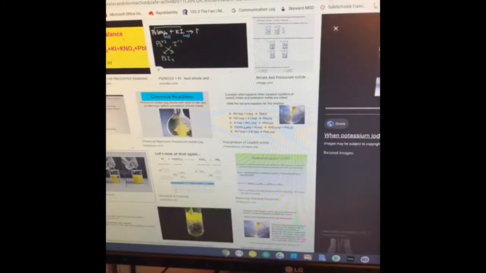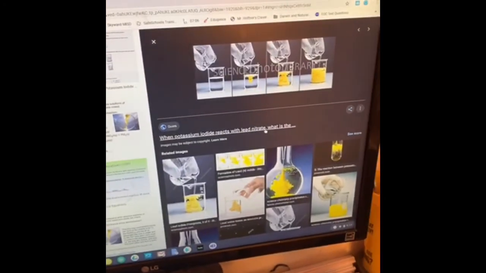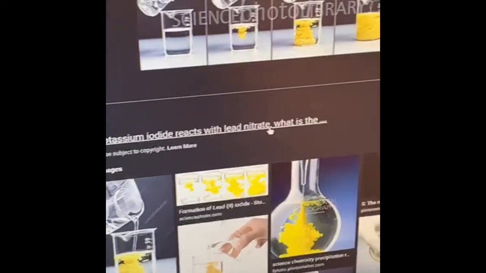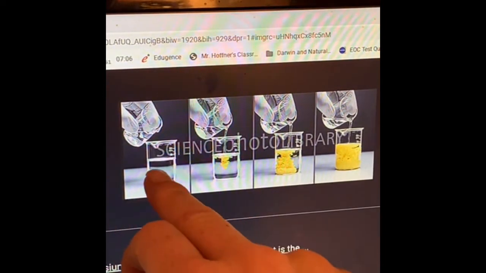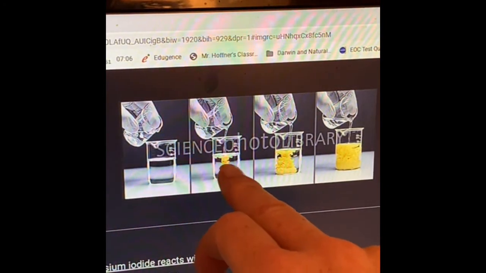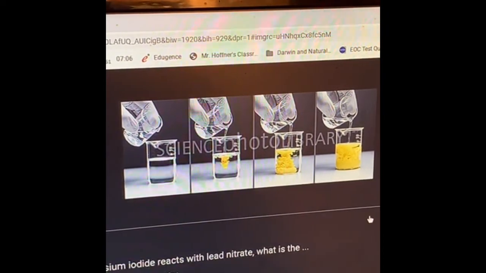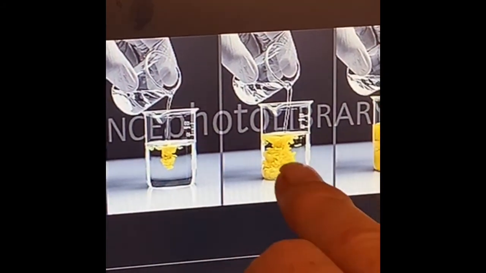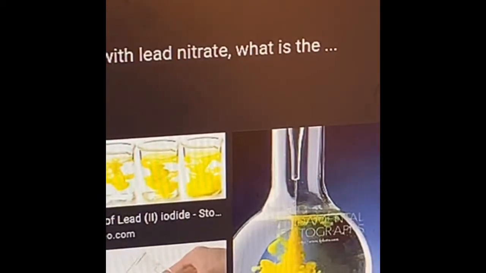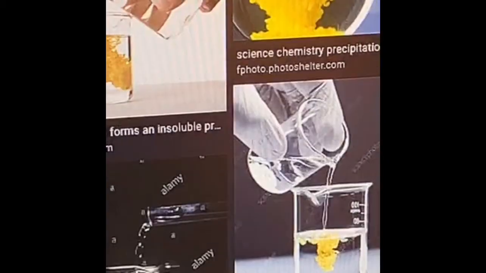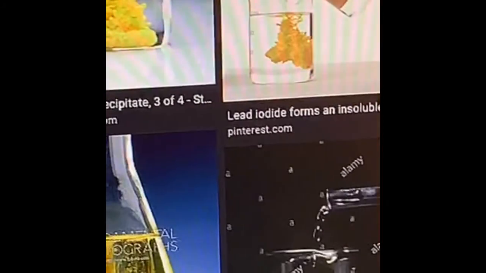Here's a better one. Look at that one. Okay? So you can see where they're starting to drop it in here. Nothing's happening yet. And then all of a sudden you start seeing the yellow form. Okay? And when the yellow forms, that's ultimately where we get this yellow solution and eventually to that. It should form a solid. Yeah, kind of like this one right here. Okay? Like that.